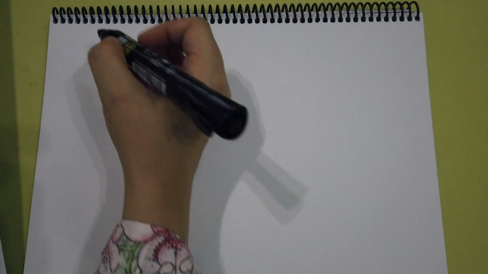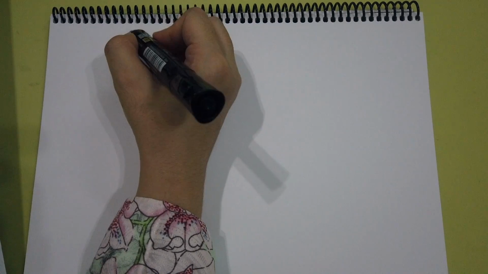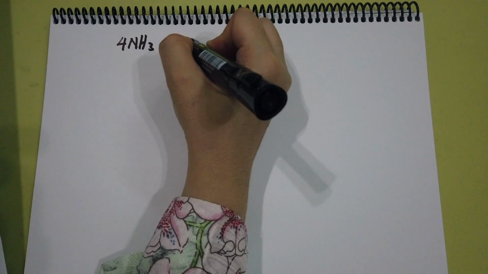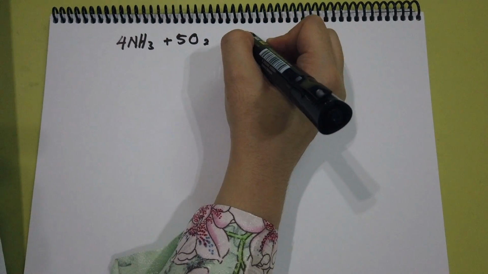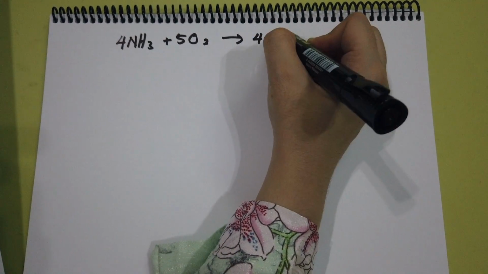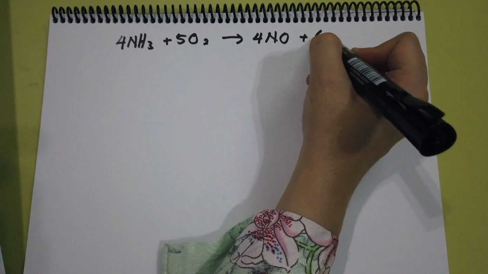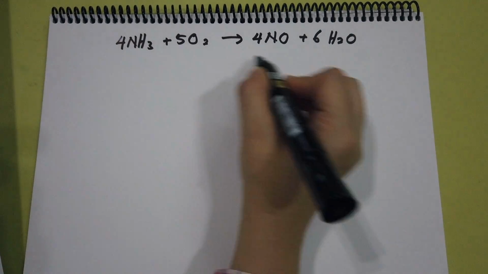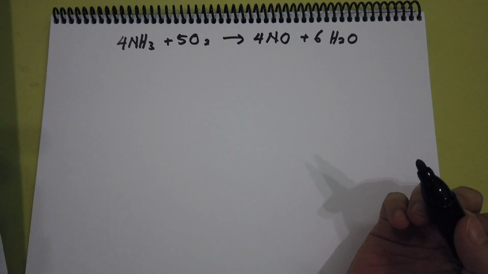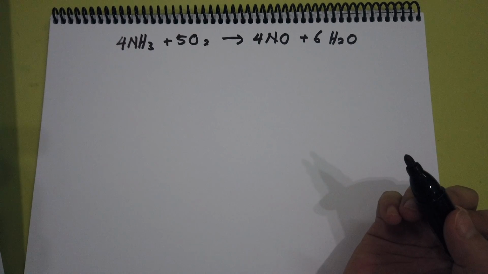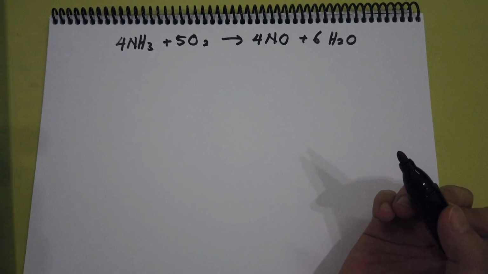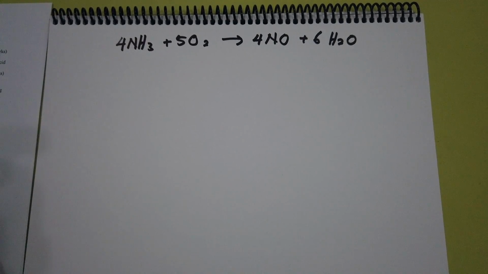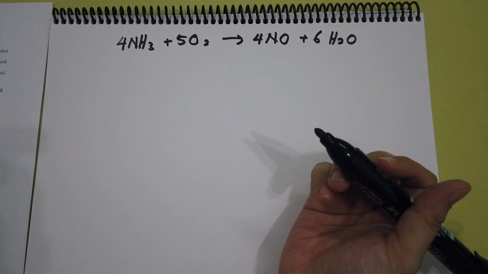So your target equation is 4NH3 plus 5O2 will produce 4NO plus 6H2O. Okay, so this is your target equation. Given to you are three different equations, so we will go one by one and see what we should do to alter the equation so that it matches the target equation.